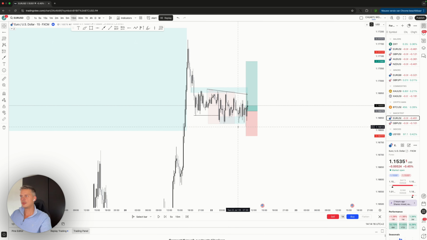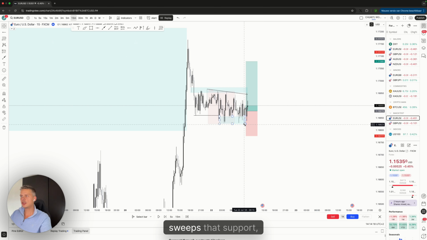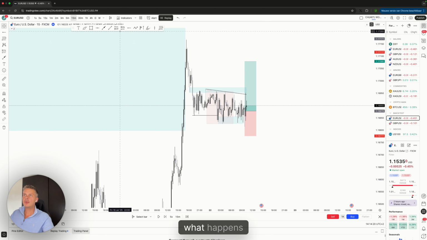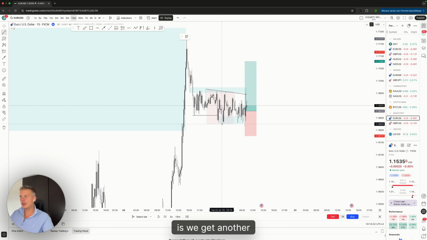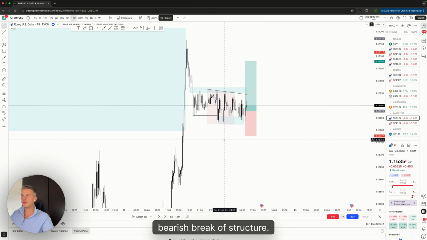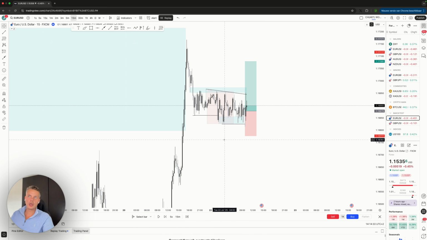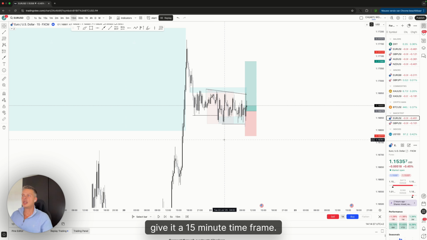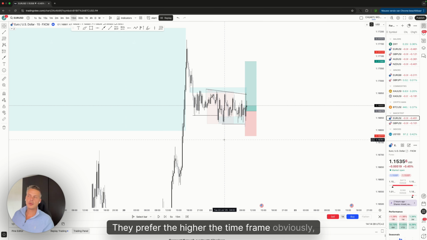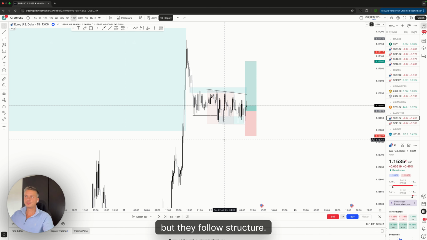So if price sweeps that support, what happens is we get another bearish break of structure. Now, what do we know? People that trade market structure, people that trade SMC or whatsoever, they always follow market structure. Give it a 1 hour time frame, give it a 15-minute time frame. They prefer the higher the time frame, obviously, but they follow structure.